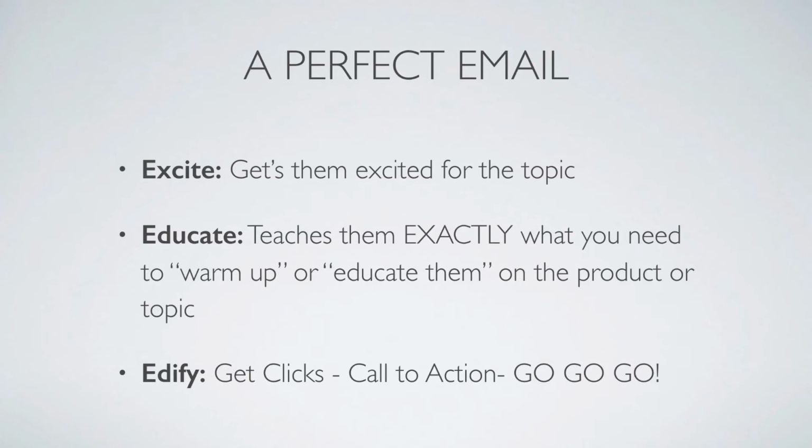You want the click, you want the action, go, go, go. It's important to get that perfect email. And when it comes to writing a perfect email, it's all about getting them excited. Now, you're probably going to get emails from me, and you should dissect them, because I'm doing that every time I'm writing a perfect email to you. I'm getting you excited, I'm educating you on the product, and I'm getting you to click. You see that? If you start thinking about that, it's excite, educate, edify. Get them excited, educate them, get them to click, right? Those three elements are what a perfect email comes down to.